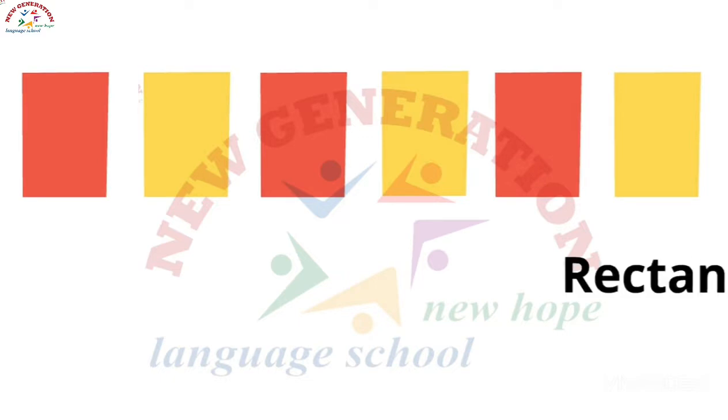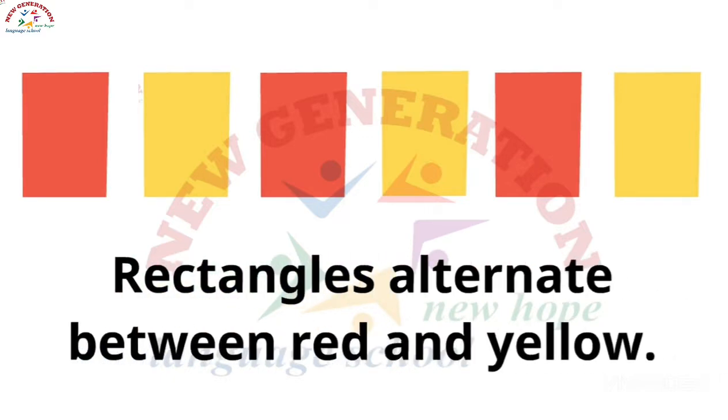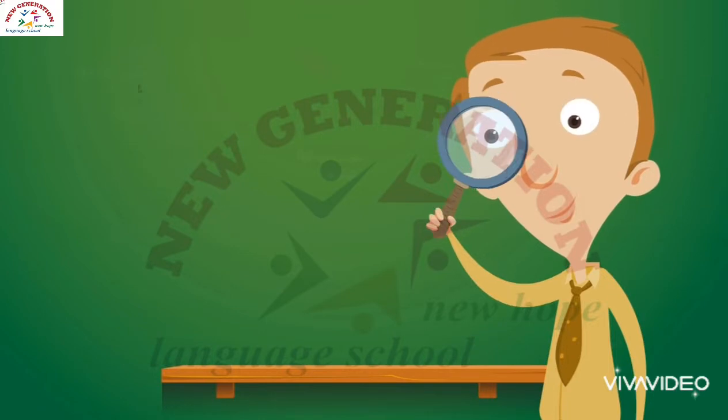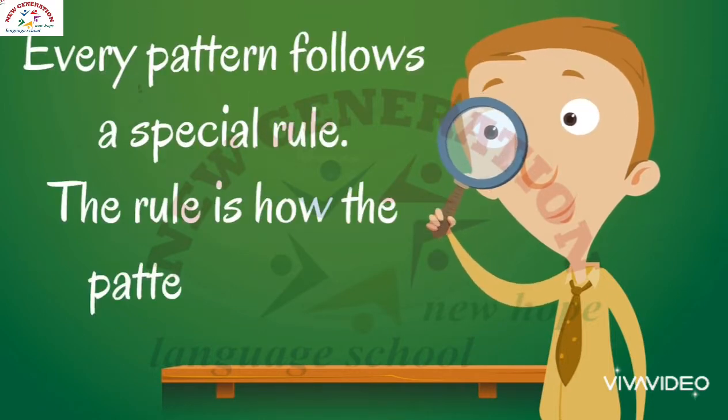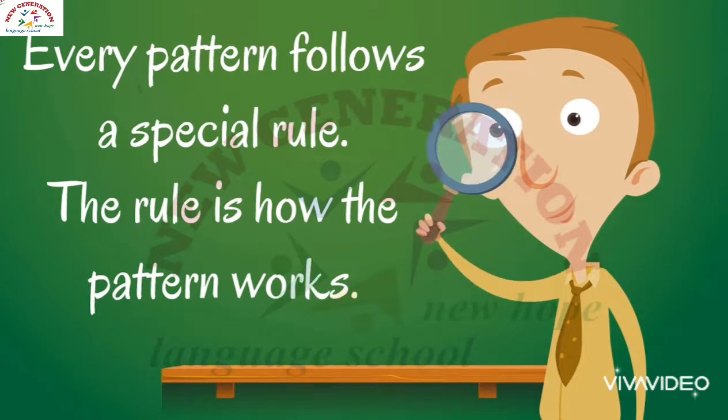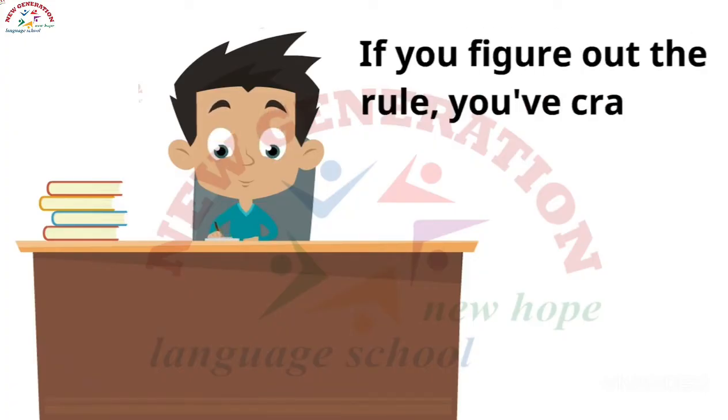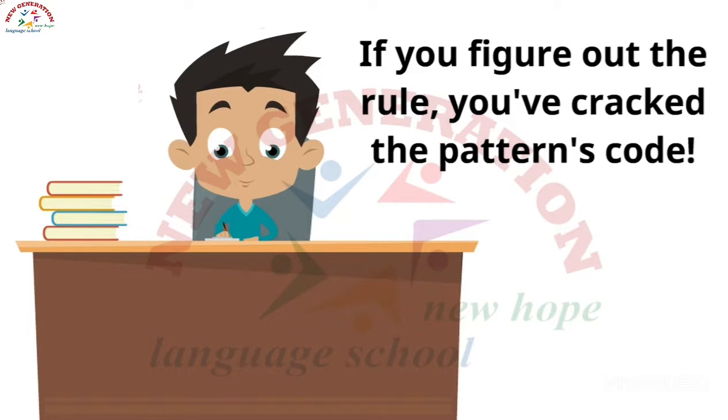Well, rectangles alternate between red and yellow. Do you see that the rule tells us how the pattern works? In this pattern, rectangles alternate between red and yellow. So, remember, every pattern follows a special rule. The rule is how the pattern works. If you figure out the rule, you have cracked the pattern's code.